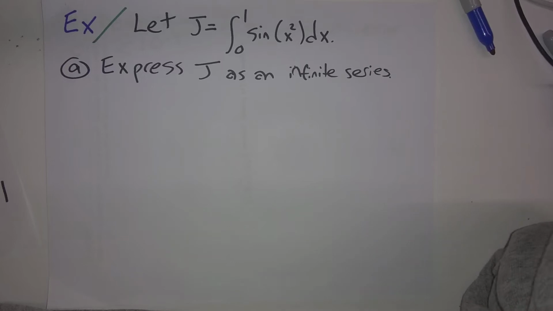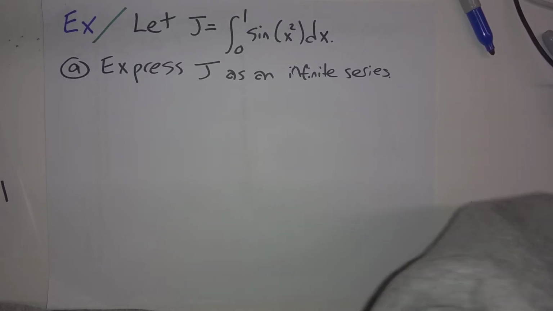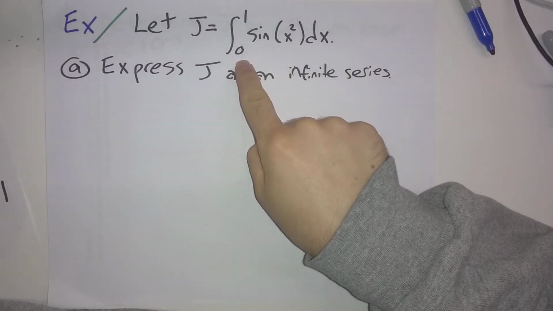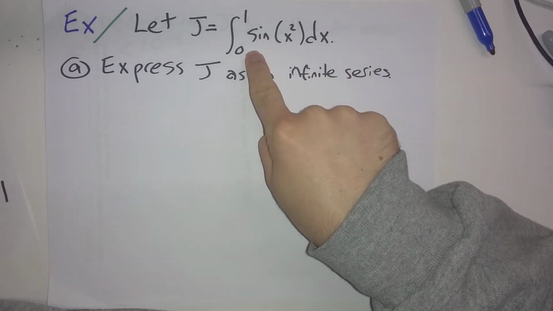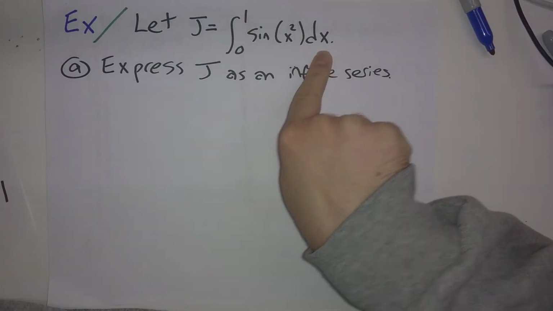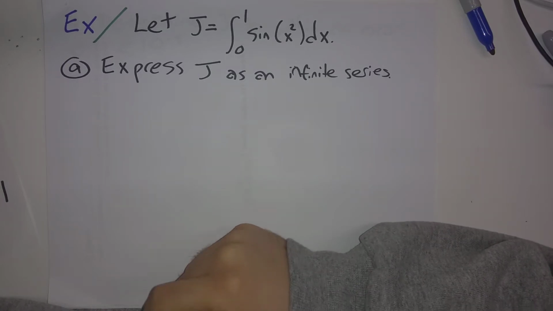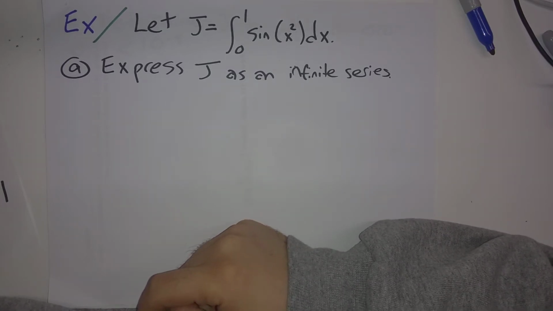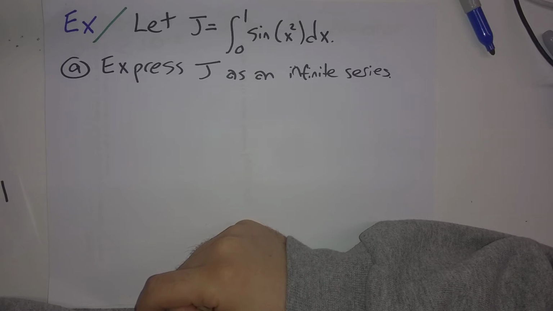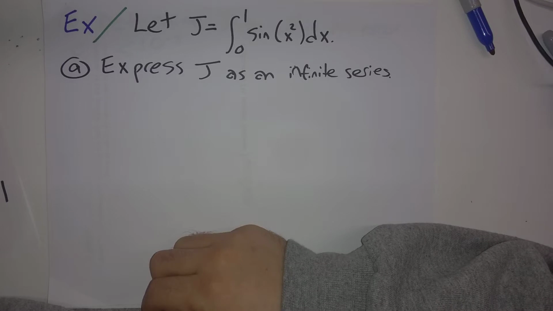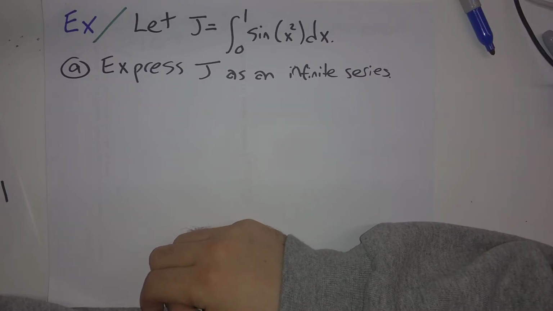See how Taylor series can help us integrate functions. Let J be the definite integral from 0 to 1 of sine of x squared dx. Let me tell you, if you try to integrate this in a straightforward manner and just try to find an elementary antiderivative of sine of x squared, you're not going to be able to do it. This would be very, very hard.